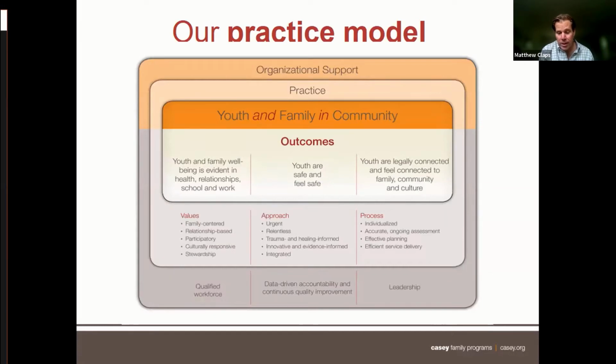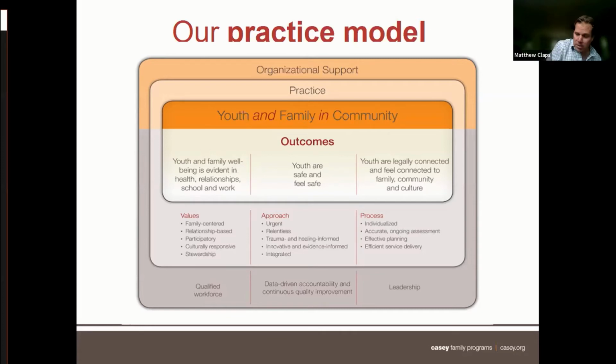And because of that, it's given us a really rich universe of data that we're allowed to use for some of our analytical purposes, which will be the rest of the focus of this presentation. We also use the FAST as well. We use the FAST in our in-home program, and we started using the FAST in 2015. So we're about 8 to 9 years in our CANs implementation journey.